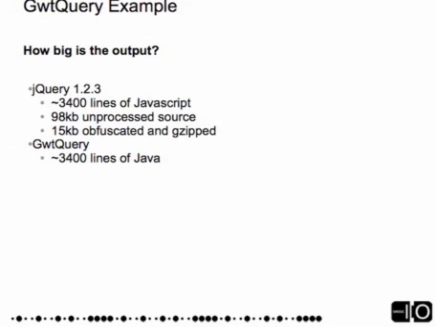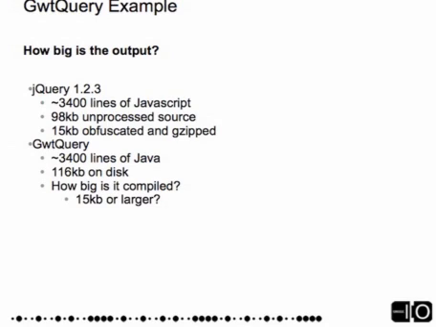3,400 lines of Java code. It's 116 kilobytes on disk. How big is it compiled after GWT? Would you think 15 kilobytes or larger? I think most people are going to say no, because I wouldn't be calling this presentation faster and smaller than possible. How about 7 kilobytes, or a 50% reduction?